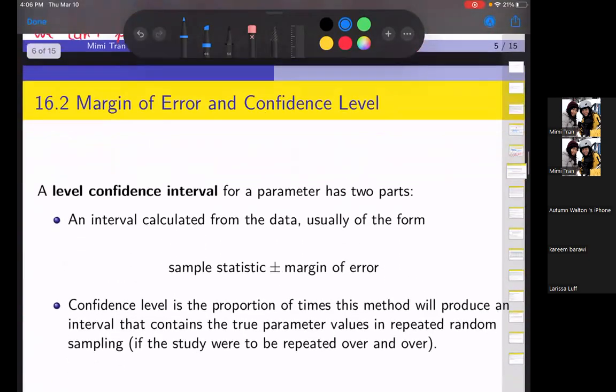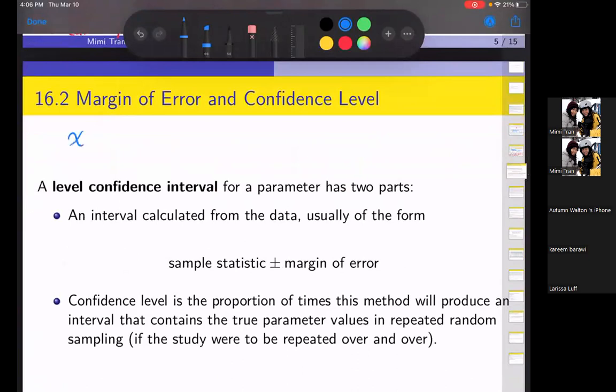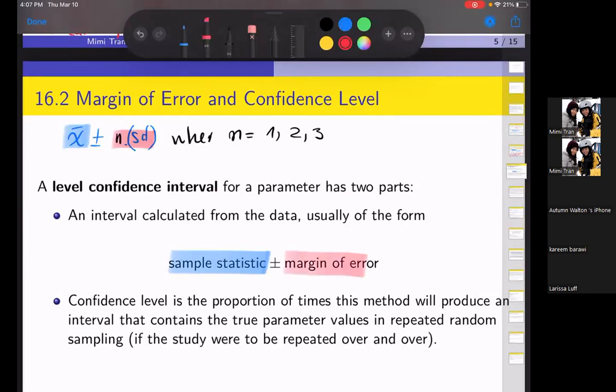Okay, so let me remind you what we did. I got X bar plus or minus 2 times sigma. I don't want to say 2, I'm going to say n, where n could be 1, 2, or 3. Remember, 1 standard deviation from the mean, 2 standard deviations from the mean, or 3 standard deviations from the mean, right? Your X bar, that's this right here. That's your sample statistic, right? And then n times sigma. I don't want to say sigma, maybe I'll say standard deviation. That's your margin of error. So margin of error, that's your wiggle room.